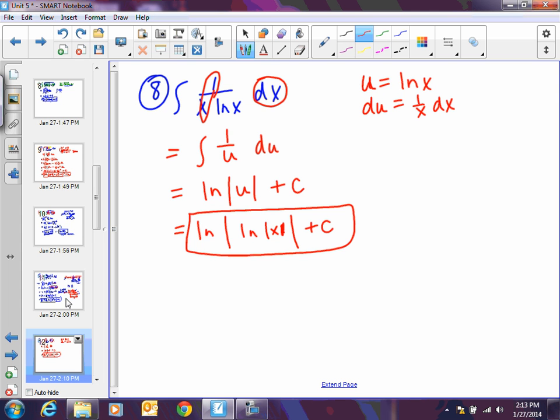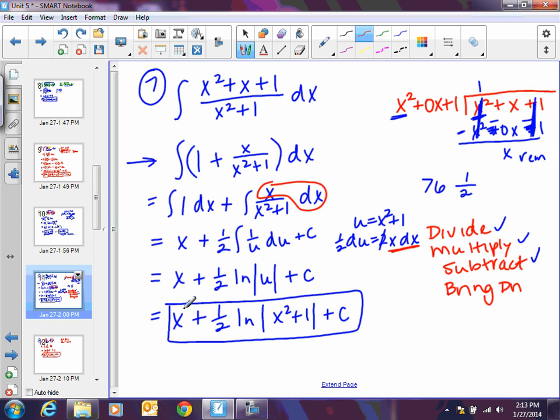I want to go back to 7 just really quick, not to make anybody feel bad about how long this problem was, but do you think I really need those absolute value bars around x squared plus 1? No, because you know it's positive. X squared plus 1 has to be positive. So you could have left them off.